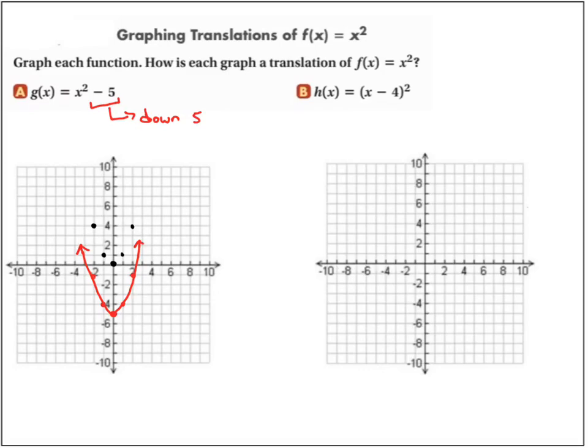Same thing in the second example. I'm going to start with my parent function, and I know these are the base points. And then I see that I have minus 4 inside the x quantity here. So that means we're going to be moving this to the right 4 units. So I'm moving every point to the right 4. So my vertex point is here now. And then I've got a point here, here, here, and there. And so now this is what our new graph looks like.